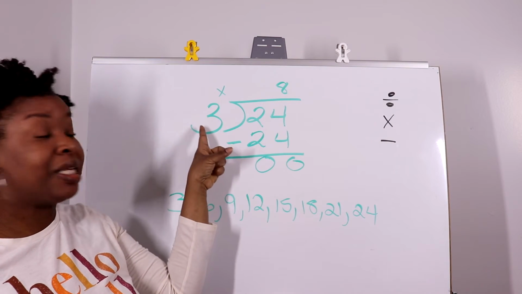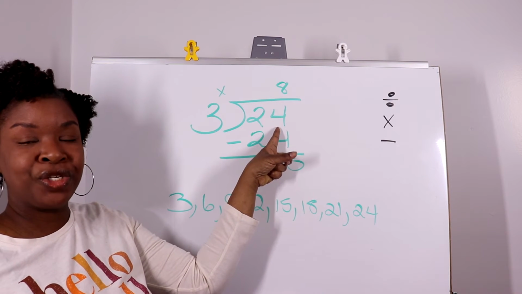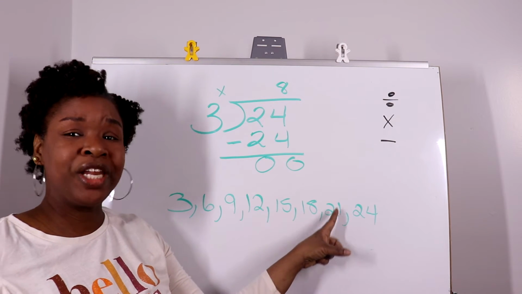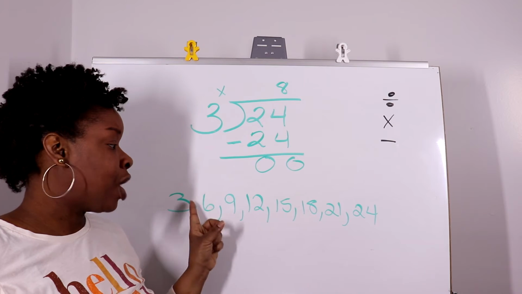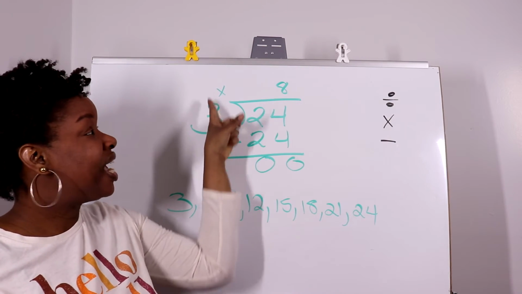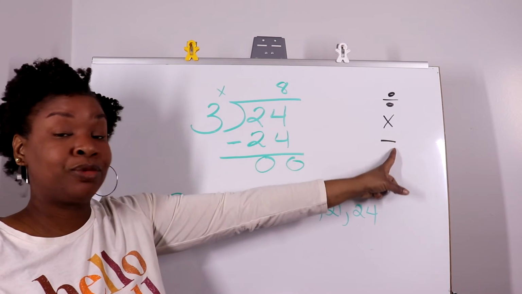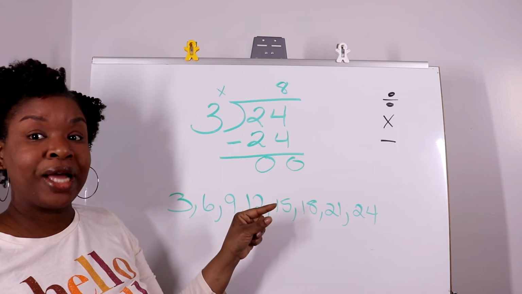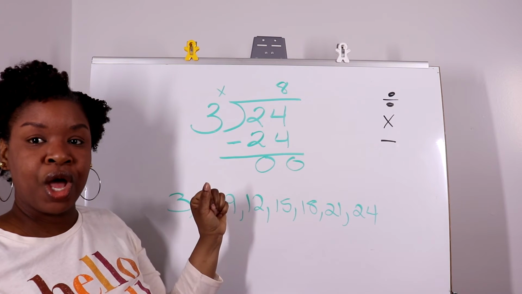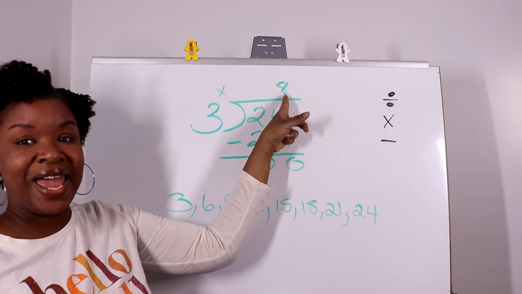So we divided. How many times can 3 go into 24? In order to do that, we skip counted 3, 6, 9, 12, 15, 18, 21, and 24. That was 1, 2, 3, 4, 5, 6, 7, 8 times. So 3 times 8 equals 24. Our next step was to subtract. So when we subtracted, 4 from 4 was 0. 2 from 2 was 0. So our answer, or quotient, to our division problem is 8.